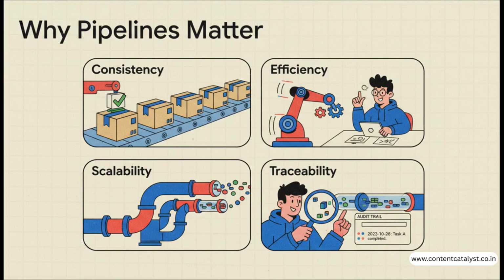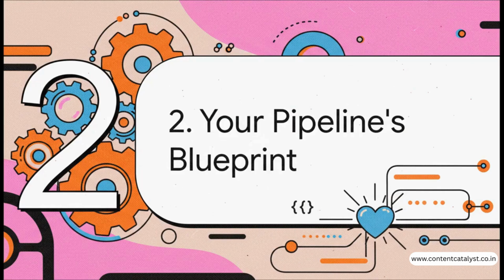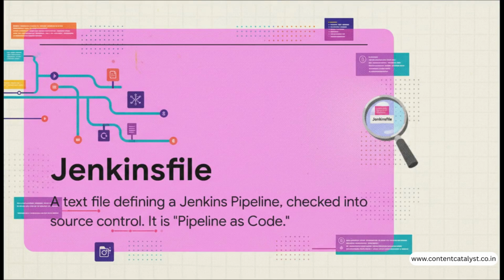Now, the absolute heart of this whole approach is one single, really powerful file. Think of it as the blueprint for your entire automation process. Let's get to know the Jenkinsfile. And here's the magic trick. A Jenkinsfile. It's just a text file.